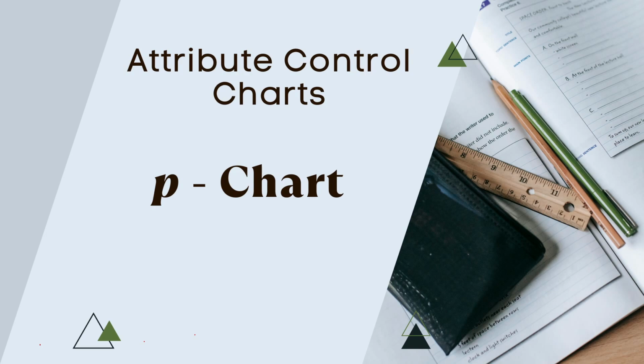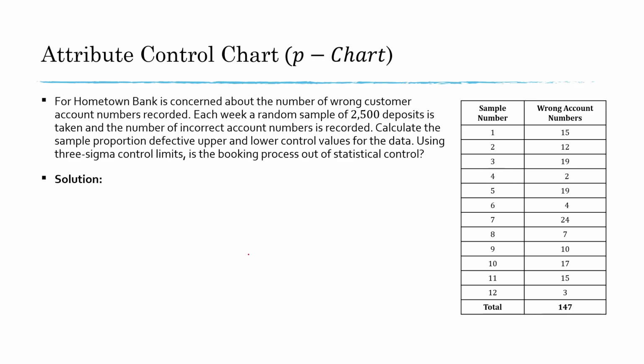Hi everyone. In this video, we will learn how to calculate upper and lower control limits for P chart. We have the data for a bank and the bank is concerned about the number of wrong customer account numbers recorded. Each week, a random sample of 2500 deposits is taken and the number of incorrect account numbers is recorded. You are required to calculate the sample proportion defective upper and lower control values for the data.